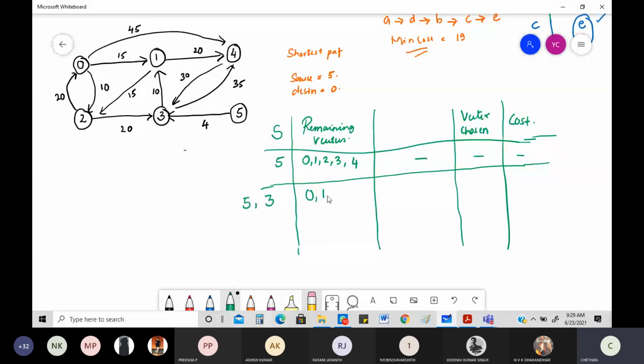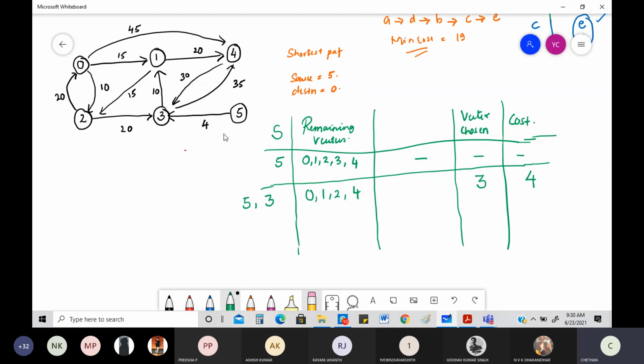What is the chosen vertex? First of all, it is 3. What is the cost I get from 5 to 3? It is 4. Okay. It is 4 only. So I have written that very clearly without any problem. Is there any other place that I can go? That's very important. You need to figure out that. Okay. Is there any other place I can go?